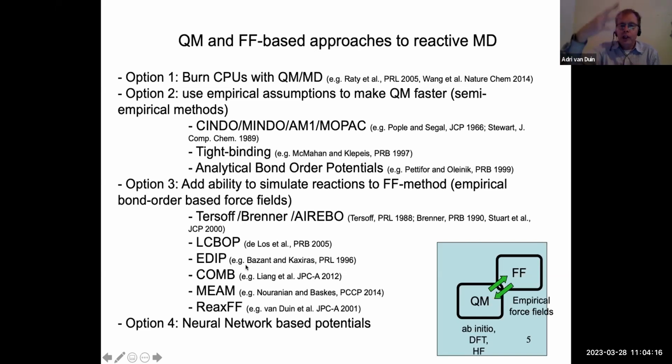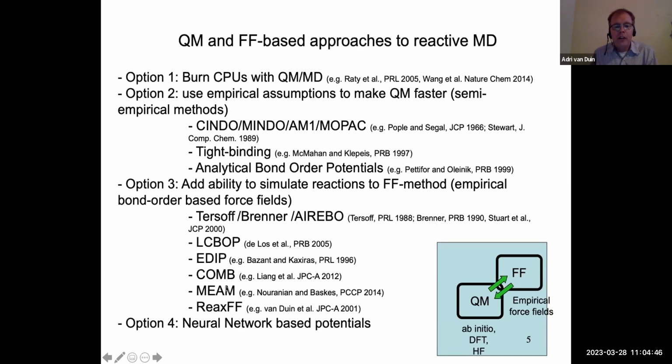A third option is to go the other way around. So instead of trying to make quantum mechanics faster, we essentially try to make force field methods more sophisticated and allow them to make and break bonds during the simulation. This field was really initiated in the late 1990s by Tersoff and Brenner, with the so-called Tersoff and Brenner potentials, which for the first time allowed connectivities to change during a simulation. And so in the field this is quite often called the first generation reactive force fields.